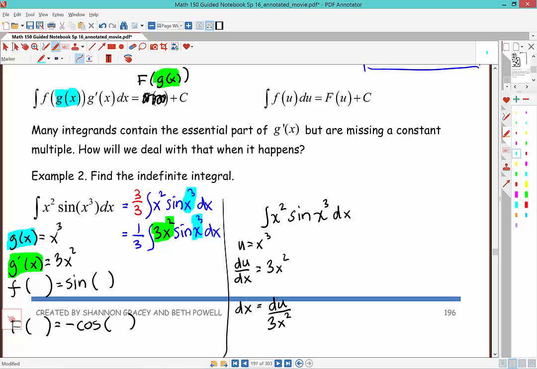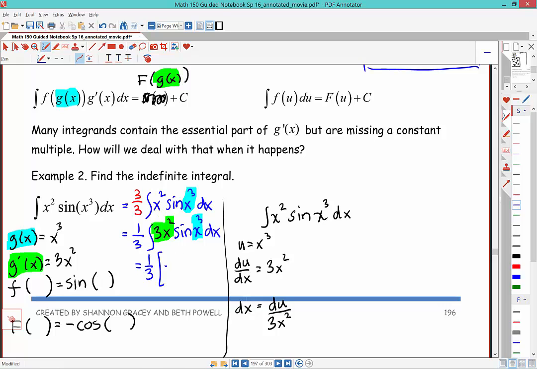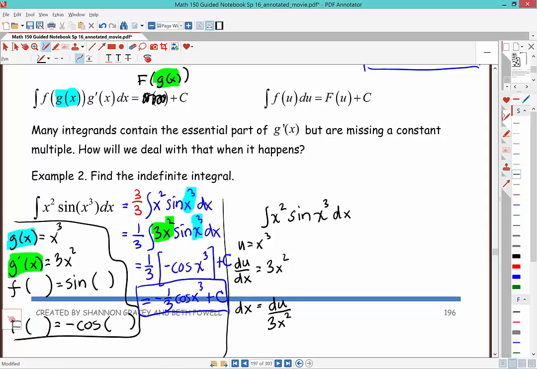Okay? So now what's going to happen is we can complete our integral. So now this is going to be 1/3 times our capital F of x, which is negative cosine at our g of x, which is x cubed, plus c. So at the end of the day, we'll get negative 1/3 cosine at x cubed plus c. And this was all prep work here. Okay, next up, we'll finish that u sub.